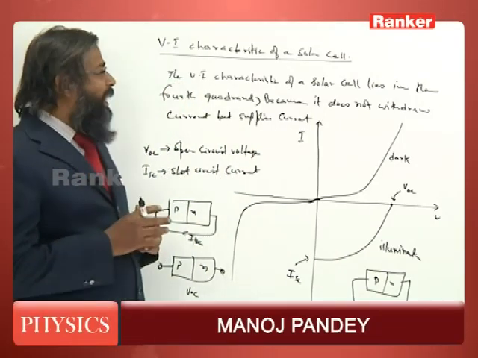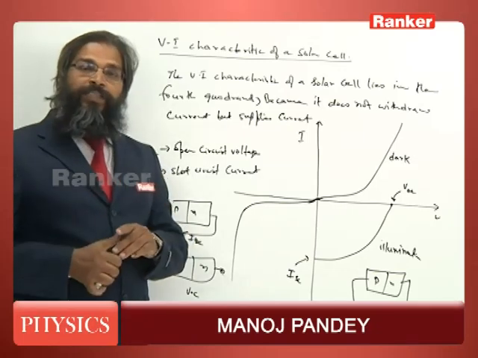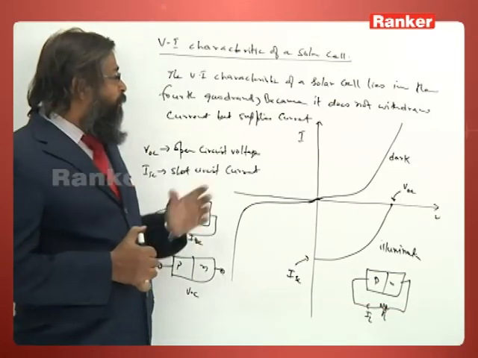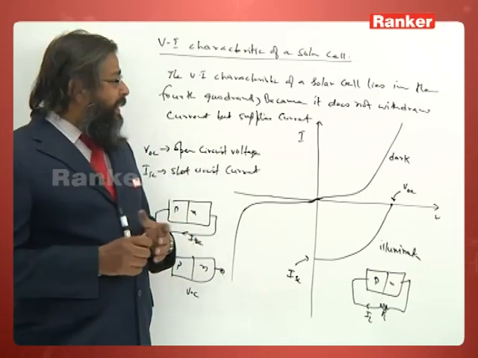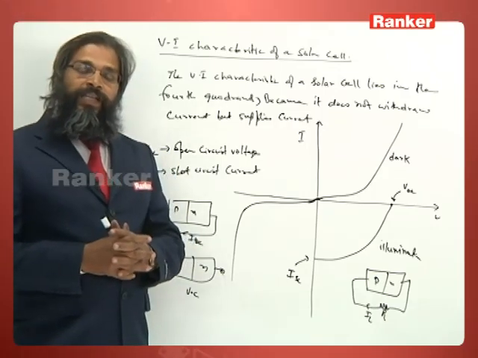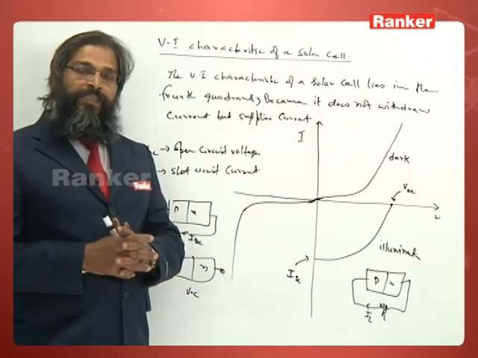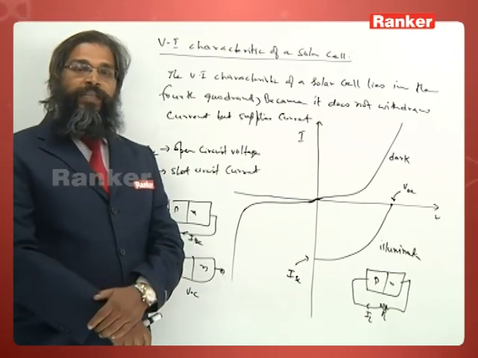So thus we have seen all the three basic types of optoelectronic devices, and in the next class we will see another junction device which is called a Zener diode.